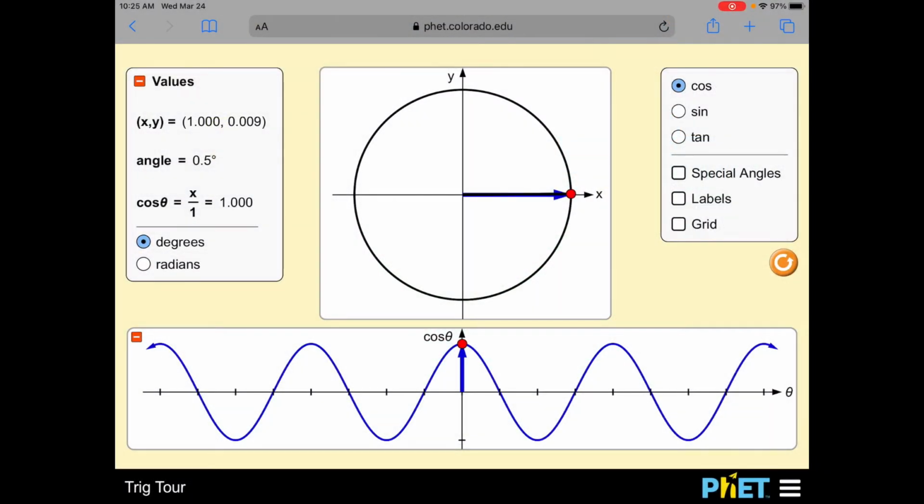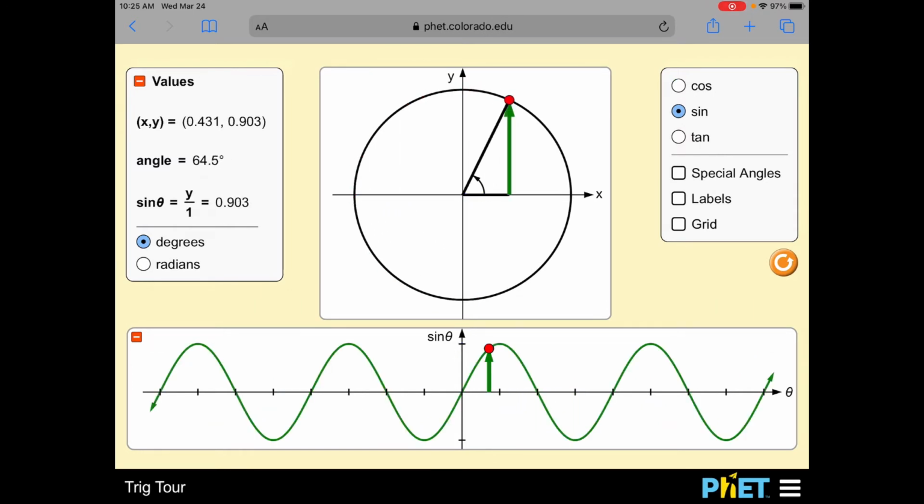This PhET simulation is called Trig Tour. As you can see, as I move the point around the circle, students can see how the graph is constructed at the bottom. In the classroom, I would have the students each log on and play with the simulation and the curve. This way, they can come to conclusions on their own and build connections from the circle to the graph. You can even find specific values on our graph and how it translates to the circle, going in the opposite direction as well.